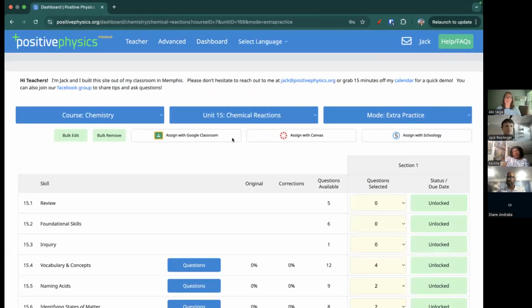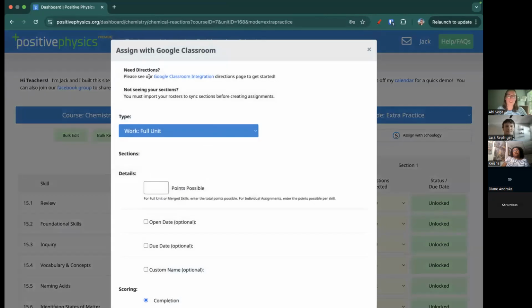So, how to set up your classes. You have a couple options here depending on if you have Google Classroom, Canvas, Schoology, or if you don't use any of those. If you use one of these options, after you've made your account, you'll click on it to get the Google Classroom integration directions, because your school admin needs to approve our website connecting with Google Classroom or whatever it may be. So you'll need to click on that link and send it to your IT people and get them to get you connected.